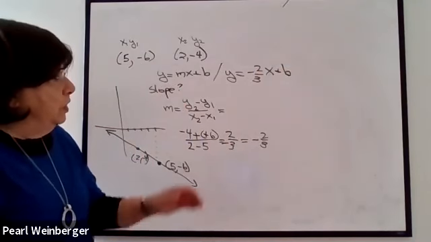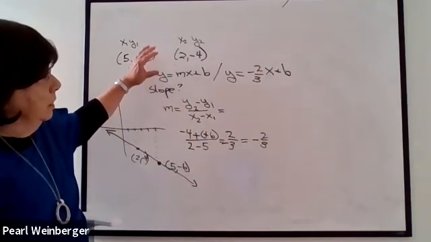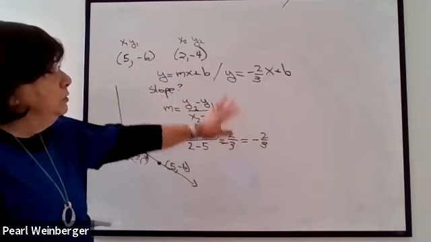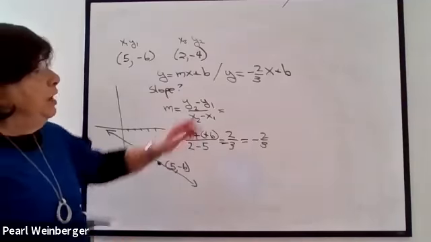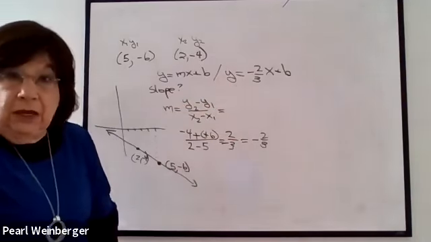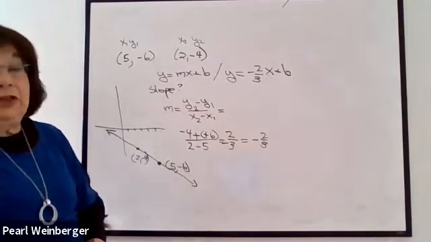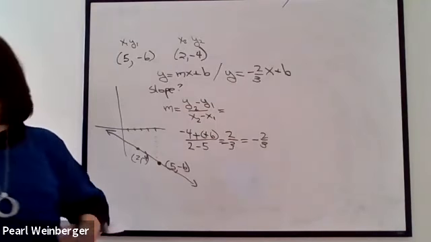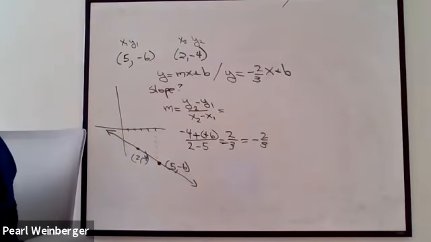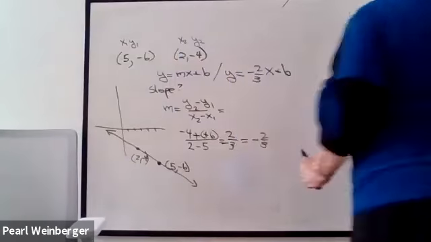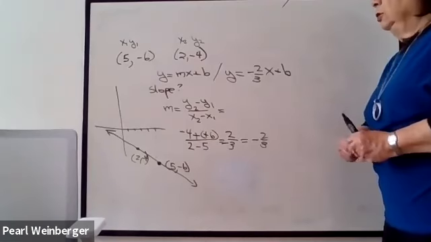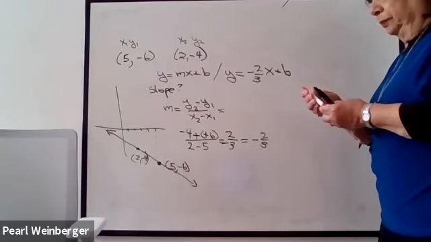Whenever we want to find the equation of a line, the first thing we concentrate on is finding the slope. And we're halfway there. The only thing we're missing now is the b. So the question is, how do we find the b? How do we find what the y-intercept is?